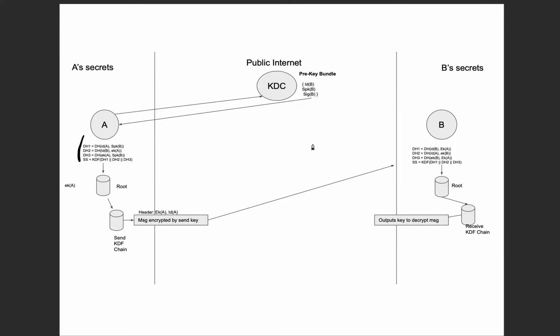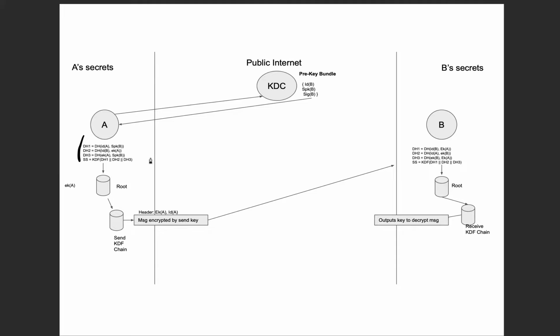And it's an operation that takes in two arguments and outputs a shared secret. And so you can notice that there are three Diffie-Hellmans that Alice performs with a combination of some of her own private keys and some of Bob's public keys that she got from the KDC. And so this is actually the part of the Signal protocol that's known as the extended triple Diffie-Hellman, because there are three of them, although actually there could be more.